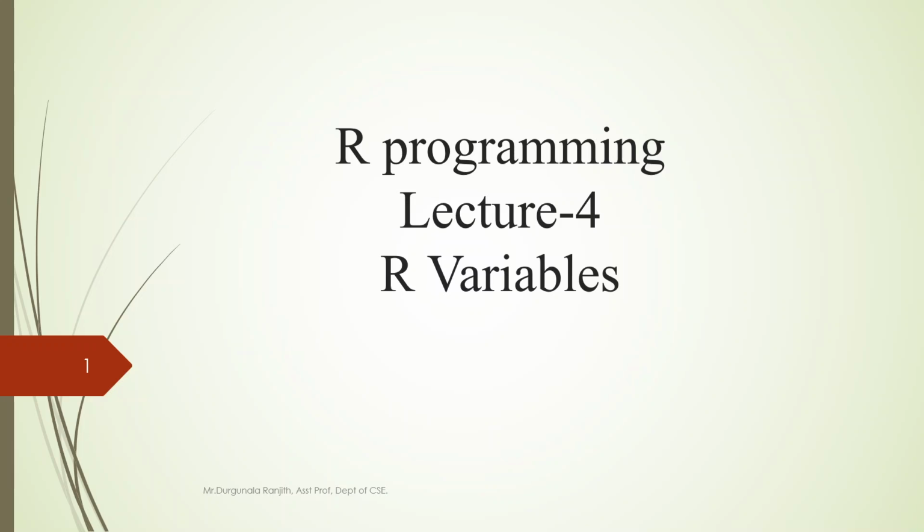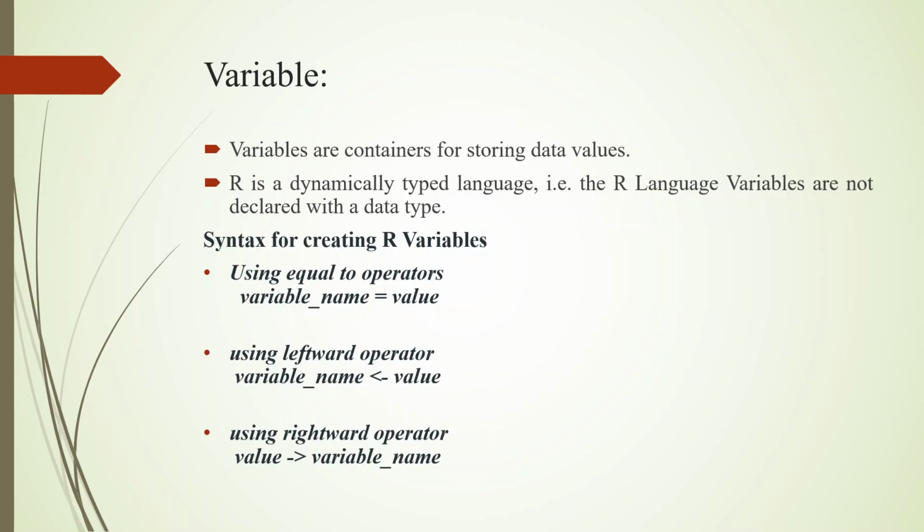So in this lecture we are going to discuss the variable concepts of R programming. In every programming language we have the concept of variables. Normally, what is meant by a variable? A variable is a container used to store some values. You can also say a variable is a name which is used to store some value. Take any programming language, C, C++, Java, Python, PHP, the common concept is the variable. Variables are used to store values.